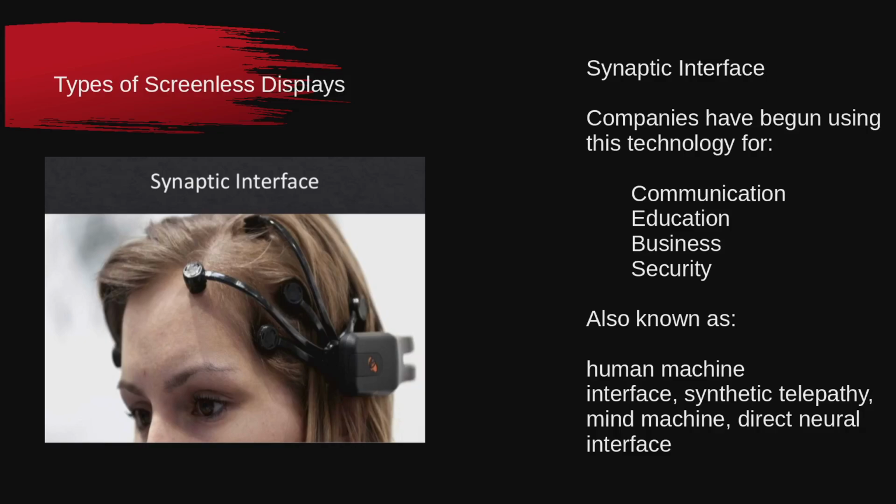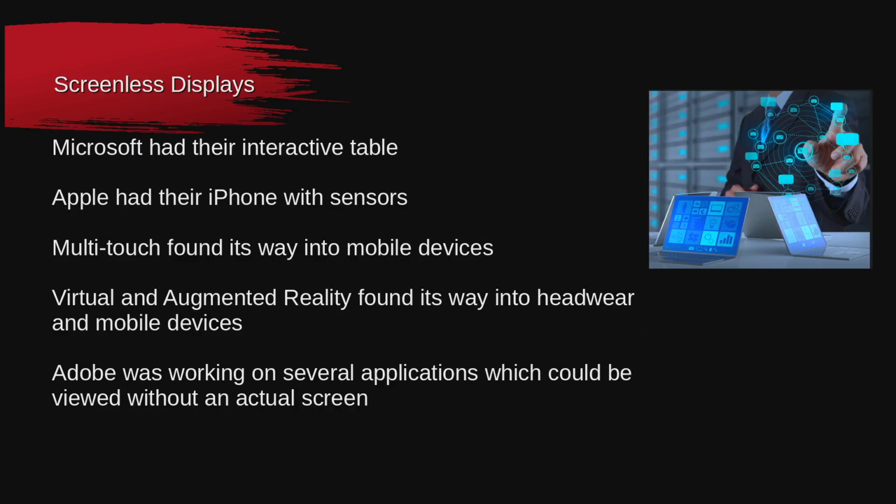So how do they use this thing? It's been used in communication, education, business applications where they're maybe looking at goals and results and that kind of stuff. Also in security to open doors. You might hear this being called human-machine interface, synthetic telepathy. You might hear it called mind machine, or you might even call it direct neural interface. It is a little scary, but nevertheless, there you are. Those are the three major types.